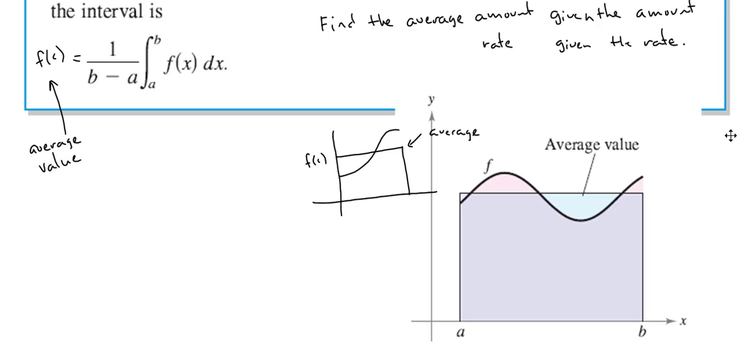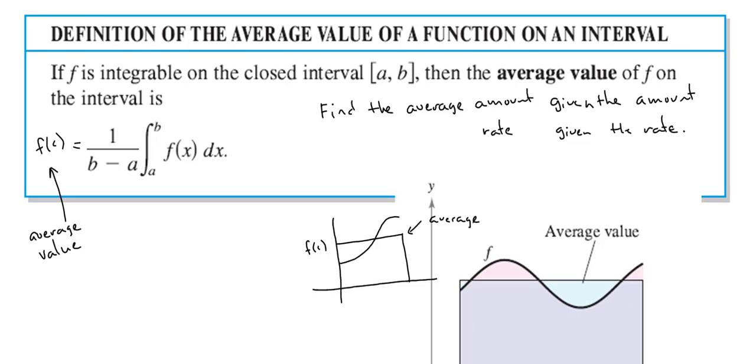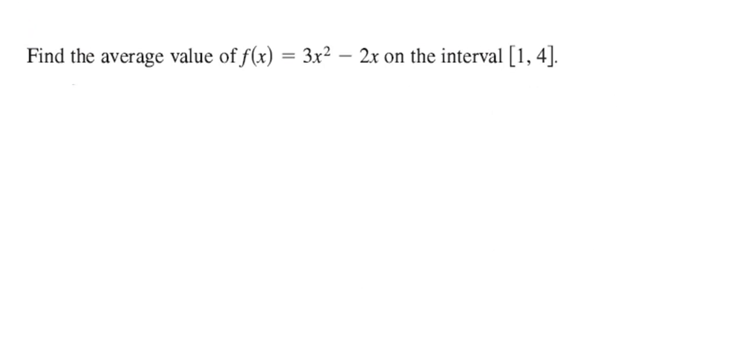Well, let's actually do a practice problem then. Here's how a problem could look. Find the average value of f of x. Average value of f of x equals 3x squared minus 2x on the interval 1 to 4. Okay, now we're going to be using our calculator quite a bit, right? We'll probably do this one by hand, but we'll check with the calculator.